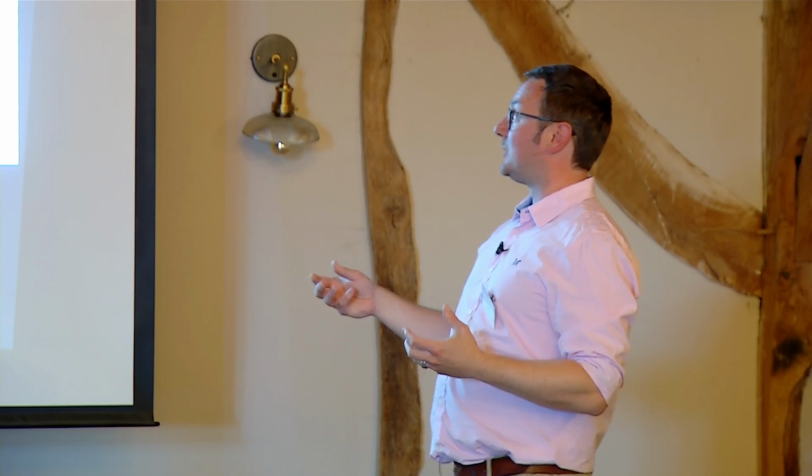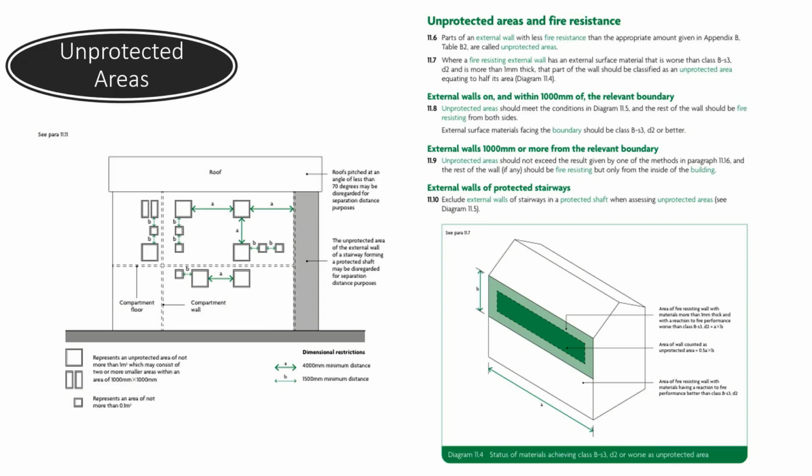So, unprotected areas. The concept behind this is that as you get further away from a relevant boundary, the more unprotected area you can have. What is an unprotected area? Well, an unprotected area is, in essence, the surface finish of that external wall, we'll talk about walls now, being of a classification of B-s3, d2 or worse, again using the same European classification.